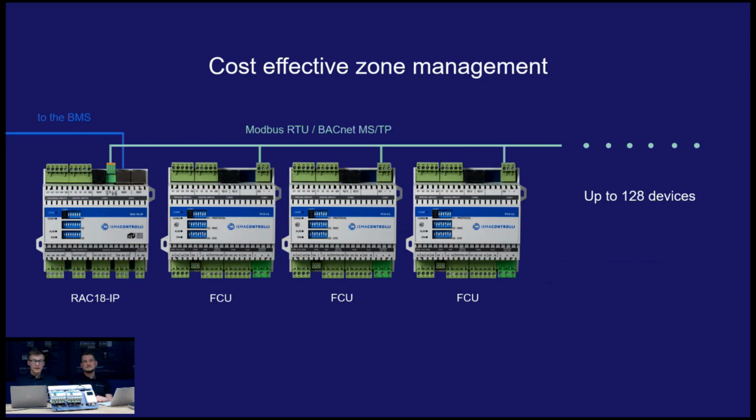The RS485 is not limited only to our wall panels, because it can be used to connect our FCU controllers and build cost-effective zone management. So using the RS485 port, which provides communication using Modbus RTU, both BACnet master and slave, and BACnet MSTP, client and server, you can connect and expand the devices, connecting up to 128 RS485 devices.